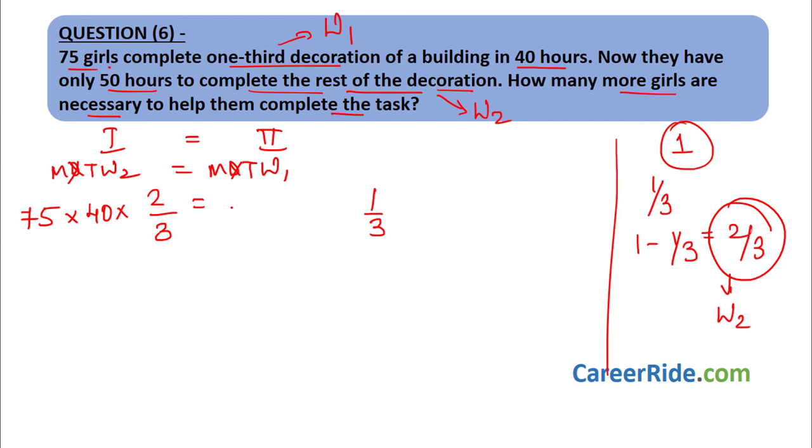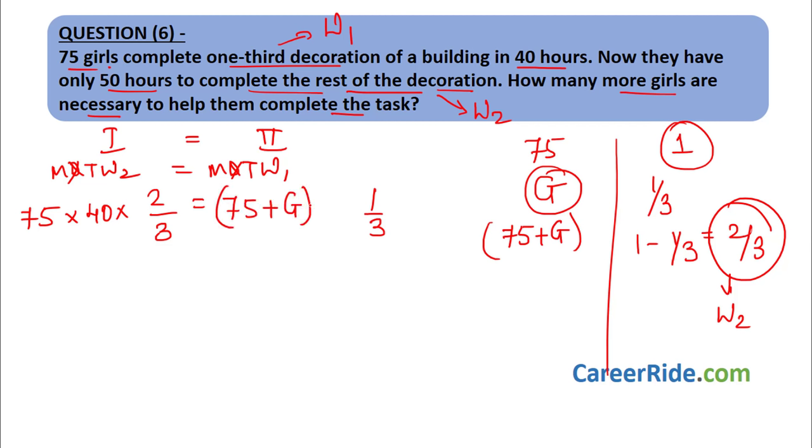Now, the number of men in second case, we do not know. There were initially 75 girls and they say, find out how many more girls are necessary to complete the task. Let us assume that G more girls are necessary. So in second scenario, how many girls are working on decorating the building? 75 plus G, right? Because G girls get added. Now, they have only 50 hours to complete the rest of the decoration. That is given in the second sentence. So the time taken in second scenario is 50.